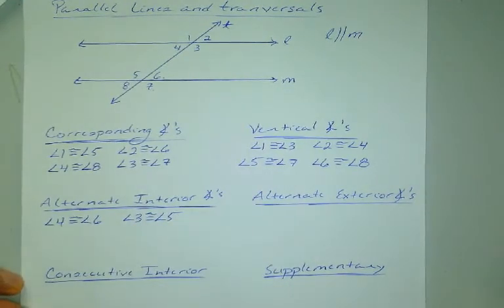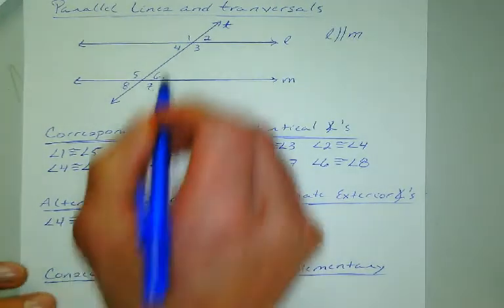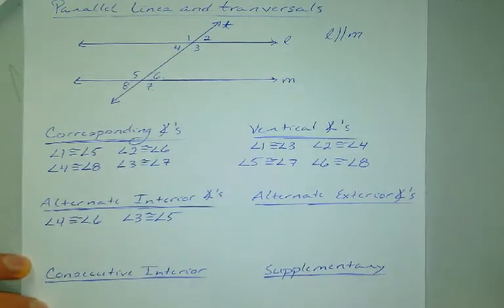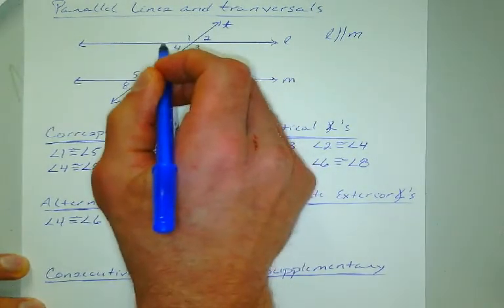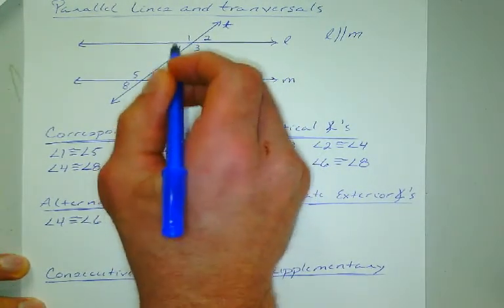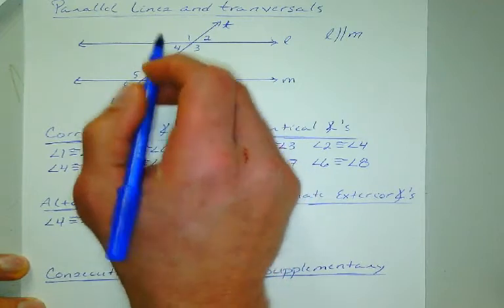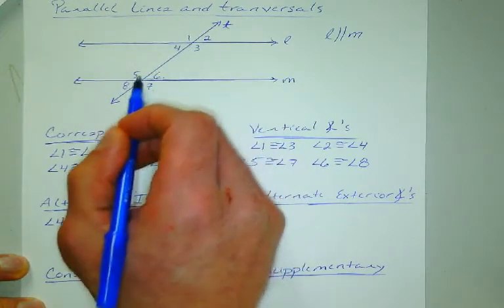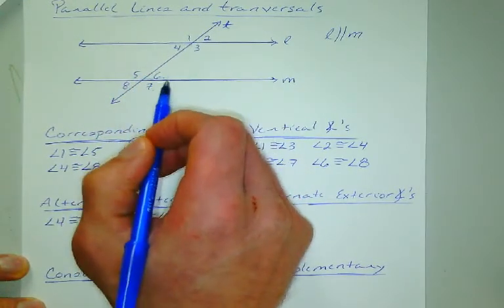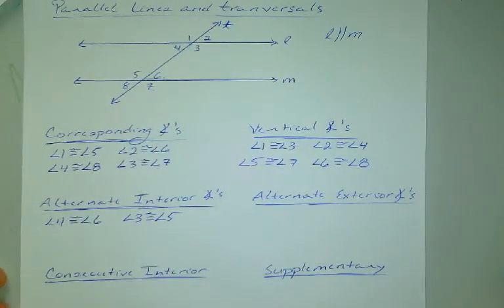All right, and the trick for alternate interiors is they form a Z. All right, if I were to, I don't have a marker. Well, no, I don't. All right, angle 4 and 6 are on opposite sides of that Z. So see how my pen is tracing a Z here? All right, 4 and 6 are on opposite sides of the Z. So the Z shape is the trick for alternate interior angles.